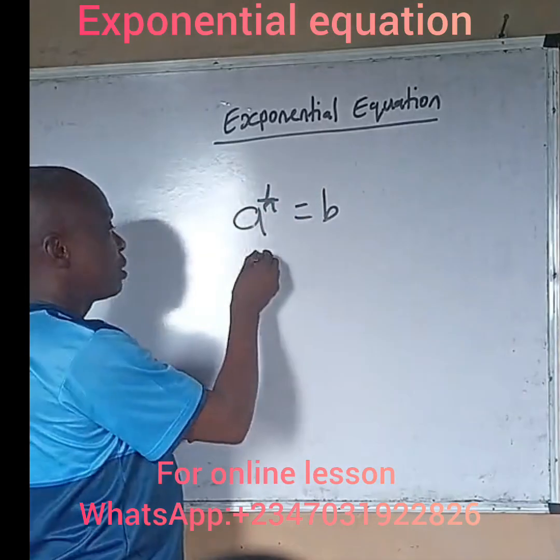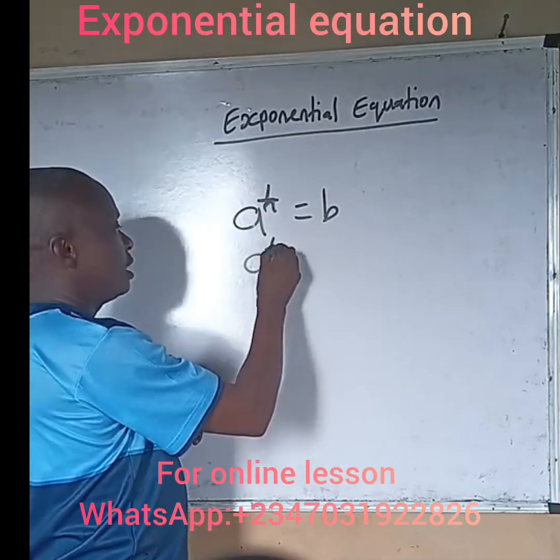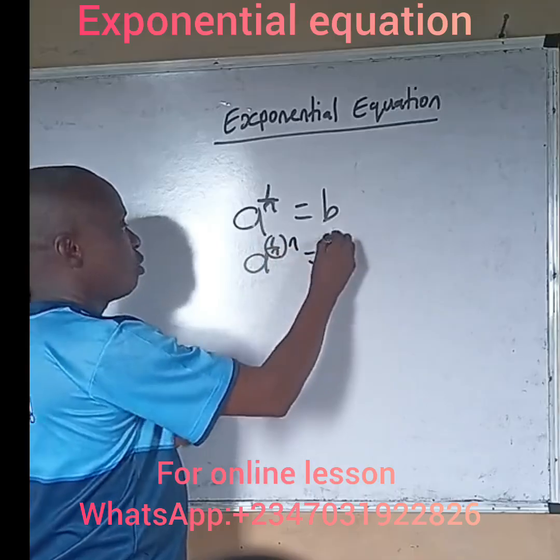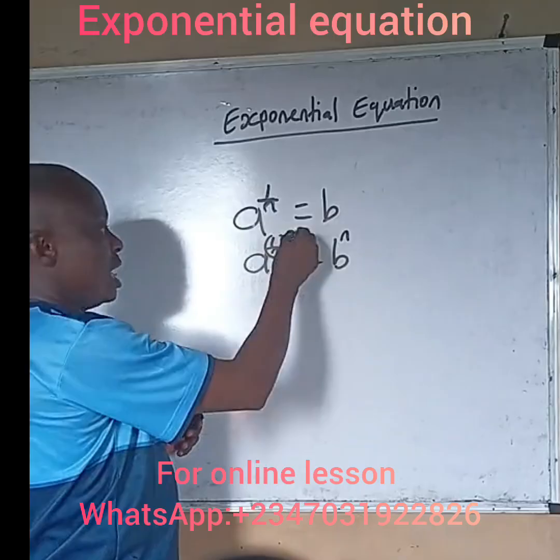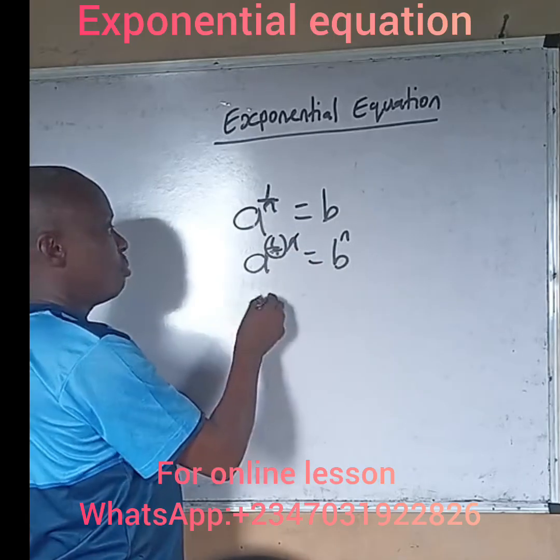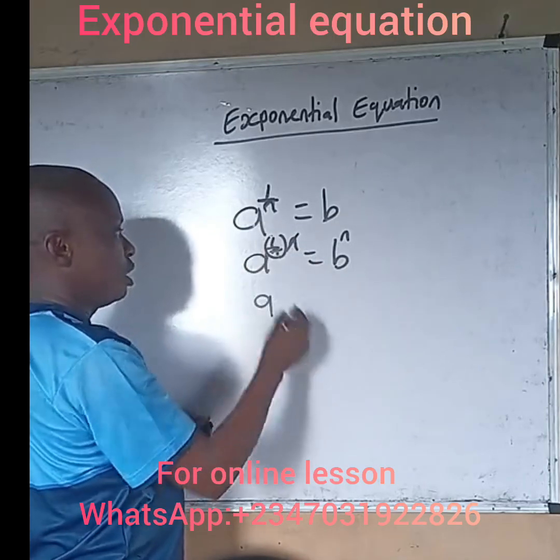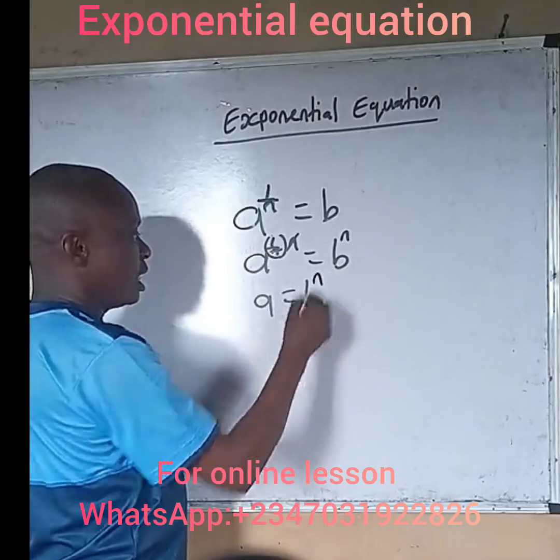So this will give me a raised to the power 1 over n times n equals b raised to the power n. So a raised to the power 1, which is a, will be equal to b raised to the power n as our answer.